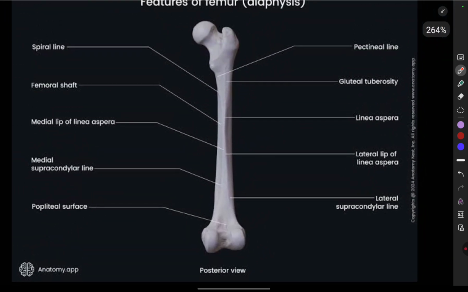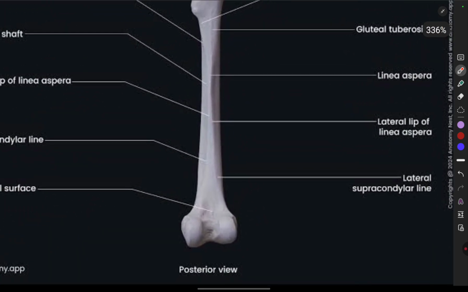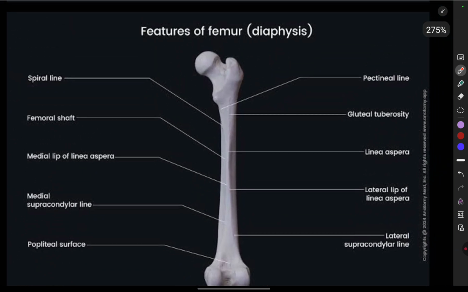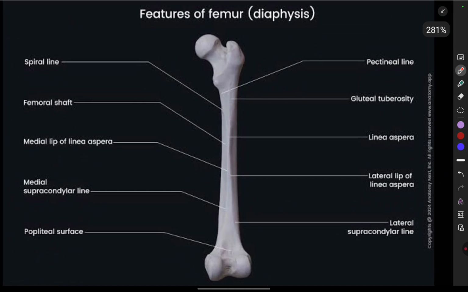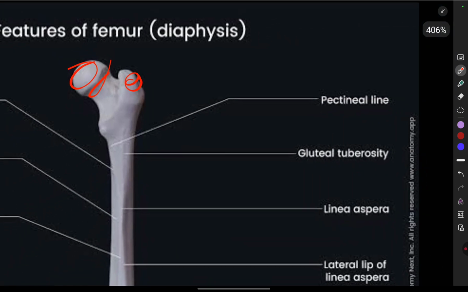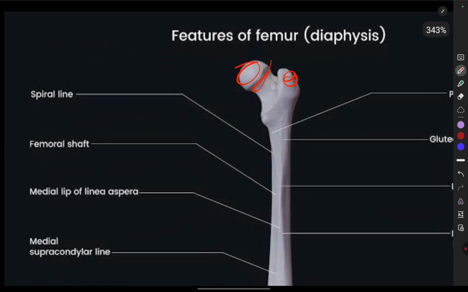Okay, now we are going to view the femur in the posterior view, because all the adductor muscles insert into the posterior surface of the femur. So see, we know that this is the head, this is the neck, this is the greater trochanter and so on. Okay, see this line going like this, it is a spiral line.